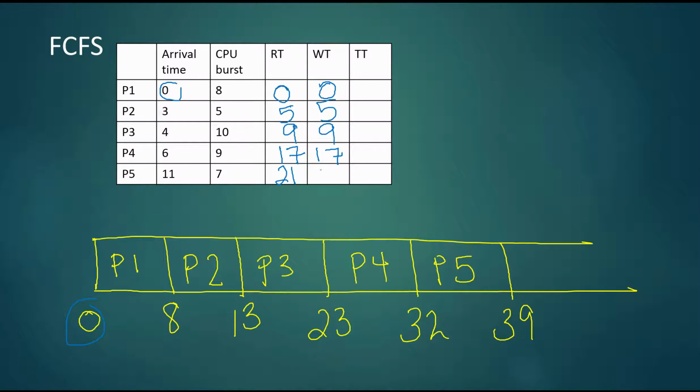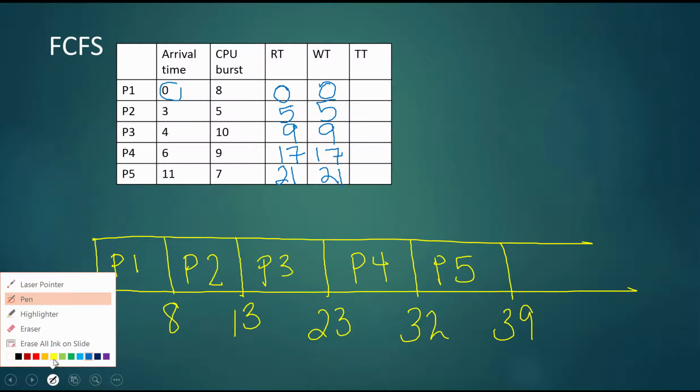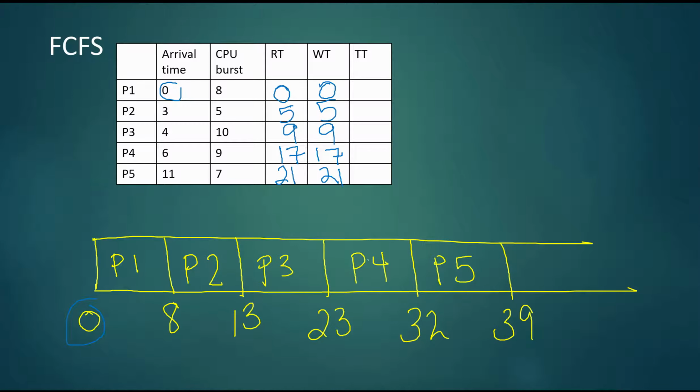And P5 arrived at time 11 and first got on the processor at time 32, so has a response time of 21. Now, in order to calculate the average, all you do is add up these 5, get the total of this and divide it by 5 because there are 5 processes. So the average here would be then 10.4.